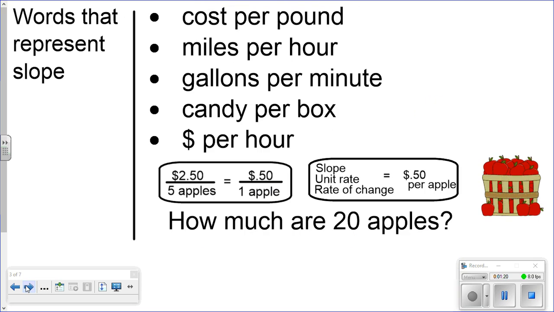So words that represent slope, if you see anything that's cost per pound or miles per hour or gallons per minute, candy per box, anything like that, those are the words that mean slope.